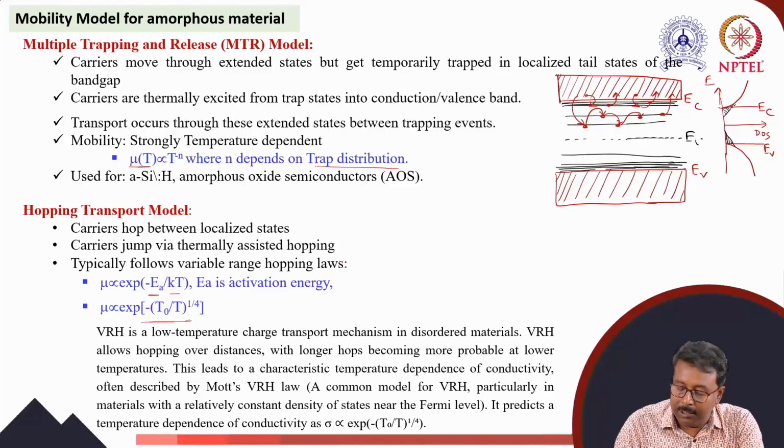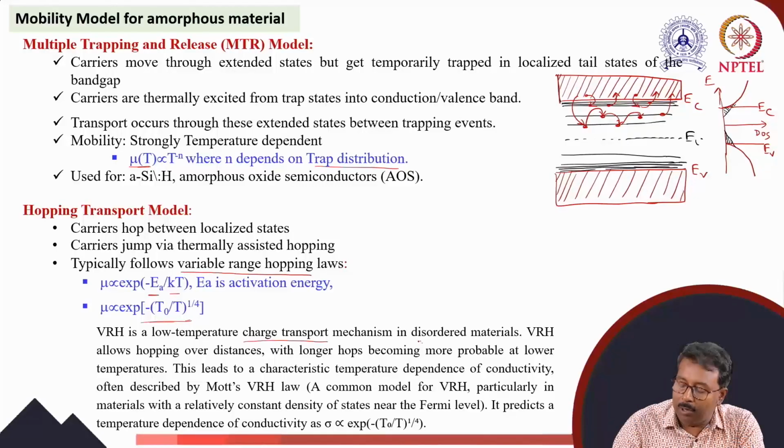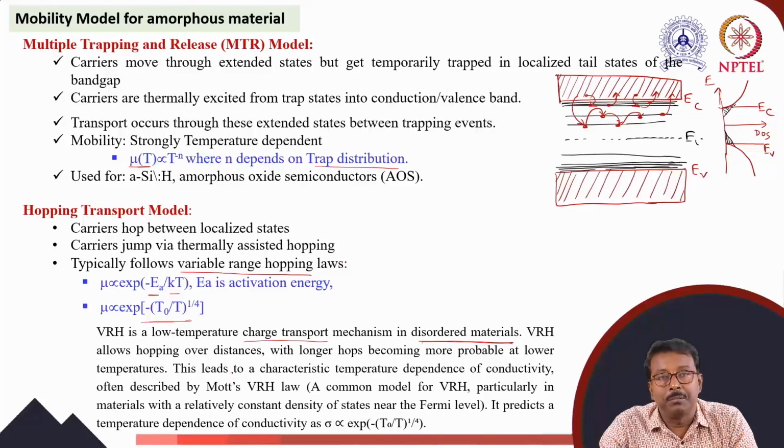The variable range hopping model, known as the VRH model, is a low temperature charge transport model. Be careful, at very low temperature this hopping may also occur in a disordered material. Disordered material means particularly amorphous material. This leads to a characteristic temperature dependence of the conductivity, often described by Mott's VRH law. It is a very common model for VRH, particularly in materials with a relatively constant density of states near the Fermi level.